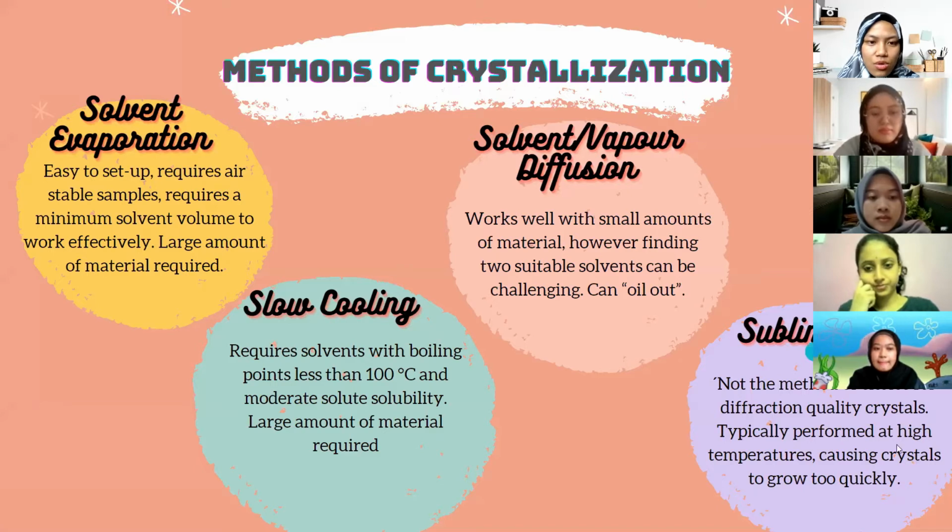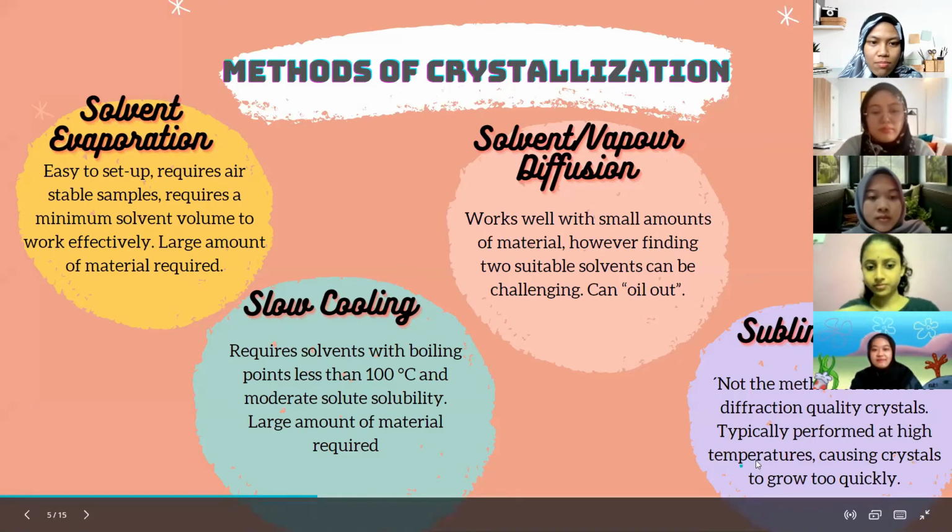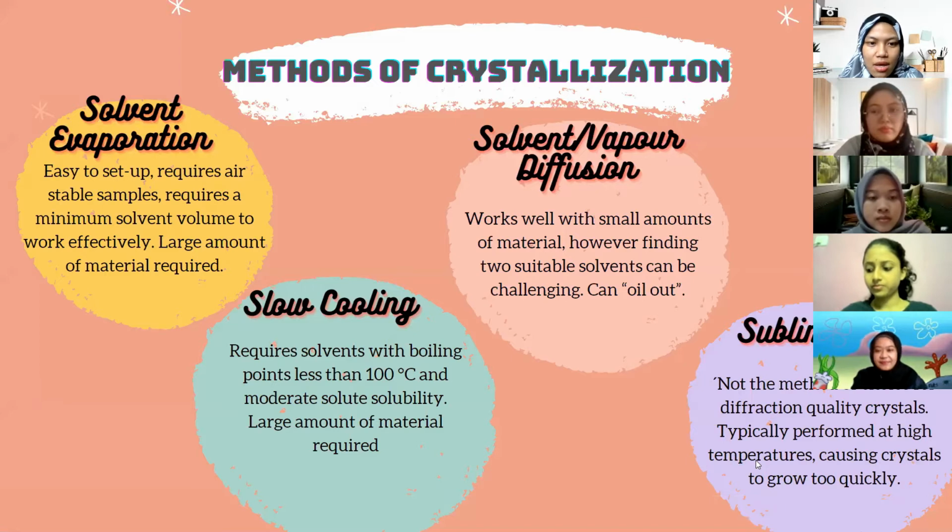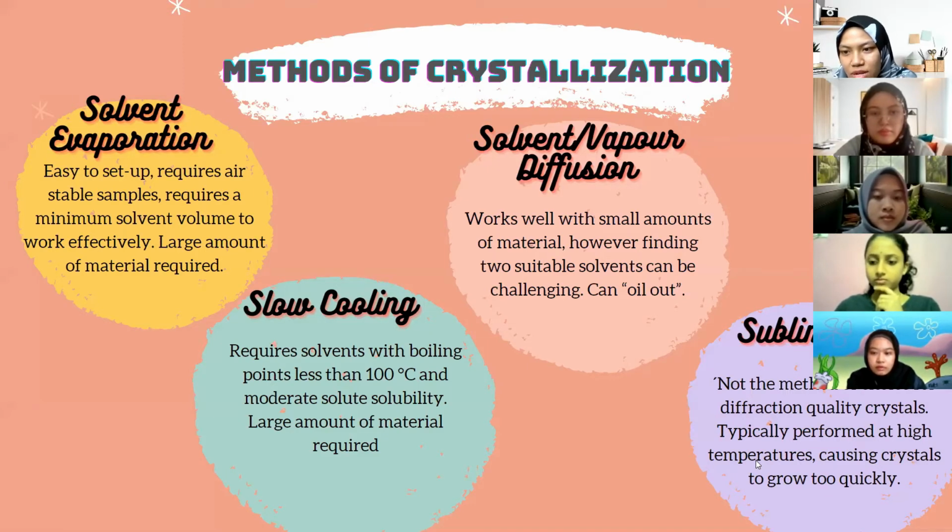For slow cooling, it requires a solvent with a boiling point less than 100 degrees Celsius and moderate solute solubility, and a large amount of material is required. The third method is solvent vapor diffusion, which works well with small amounts of material. However, finding two suitable solvents can be challenging. And lastly is sublimation, not the method of choice for diffraction quality crystals. It is typically performed at high temperature, causing crystals to grow quickly.